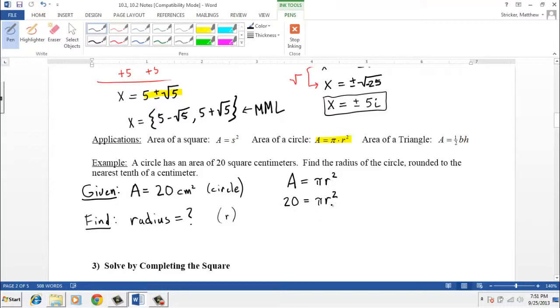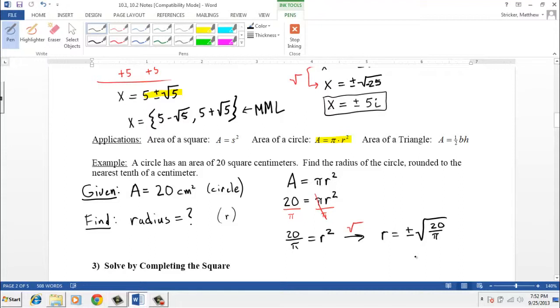Well, this is almost the form that we've been solving, the form where we can extract the square root. We have something squared, and we need it equal to some constant number, and we don't have the r squared isolated, so the first thing we need to do is divide by pi. If you divide by pi, the pi's cancel on the right-hand side, we get 20 over pi equals r squared, which if I apply the square root property, we end up getting that r is equal to plus or minus the square root of 20 over pi.